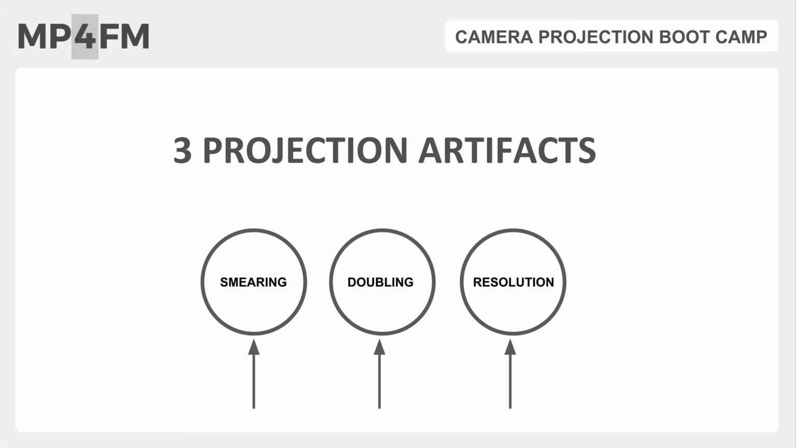So the resolution one, that one is easy. If you're doing a nested projection and you're pushing in on a matte painting, at some point the matte painting is going to look pixelated or smear or really fuzzy.